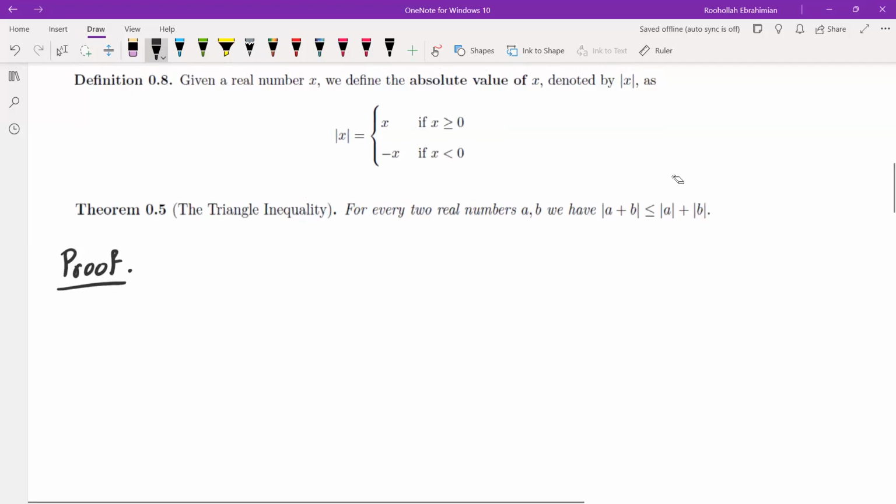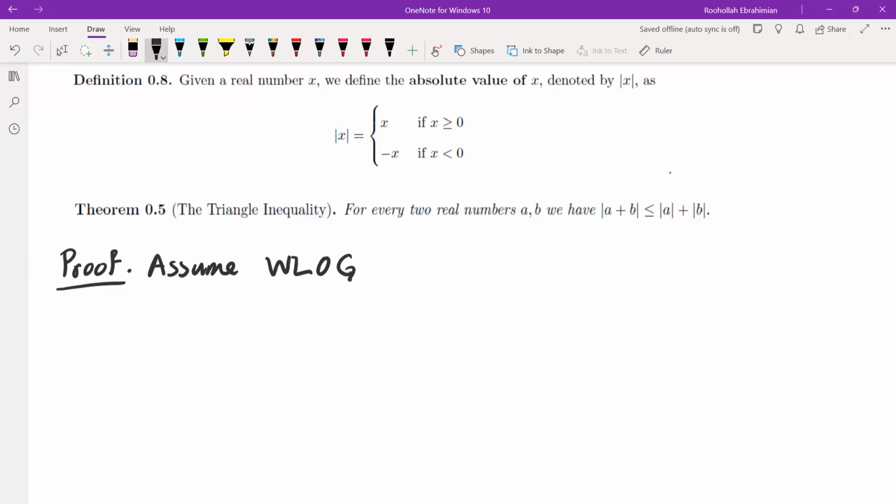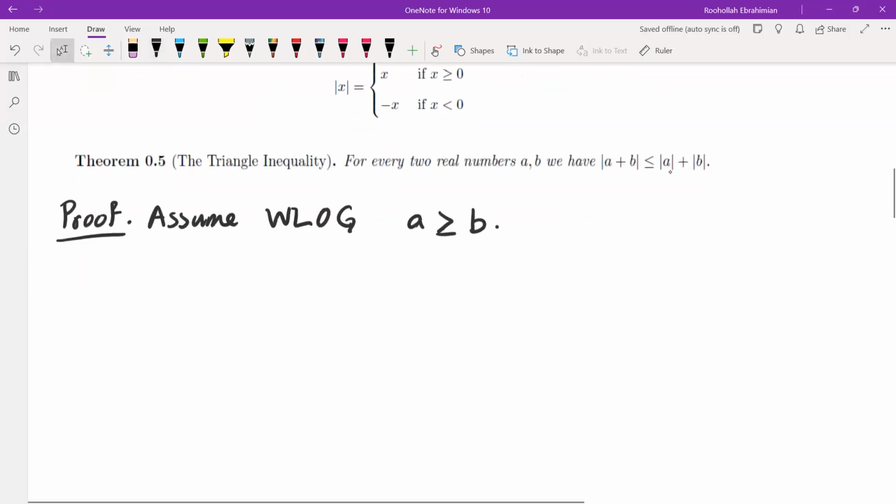Before I take any cases, let's consider the fact that since a and b are interchangeable, there's a symmetry between a and b, we can assume that one of them is less than the other. So let's assume, without loss of generality, a is greater than or equal to b, because again, it is symmetric. So there are several cases that we can take.